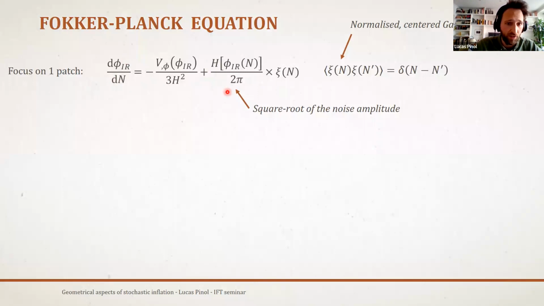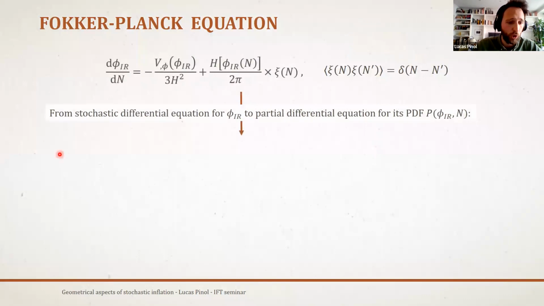Because we have a massless scalar field, we know the amplitude is just H over 2π, but because we are in the case of multiplicative noise, we see that H depends on the stochastic process. And here I have pulled the amplitude of the noise out of the noise itself in order to define this normalized centered Gaussian variable ψ, which now has weight 1, if you want. And this is important in order to derive what is called the Fokker-Planck equation.